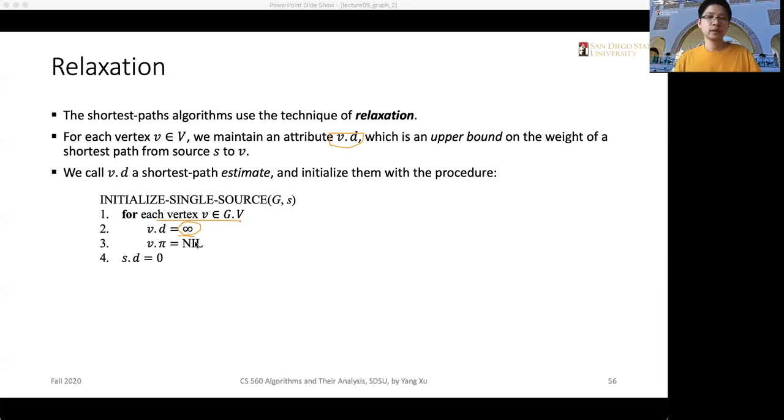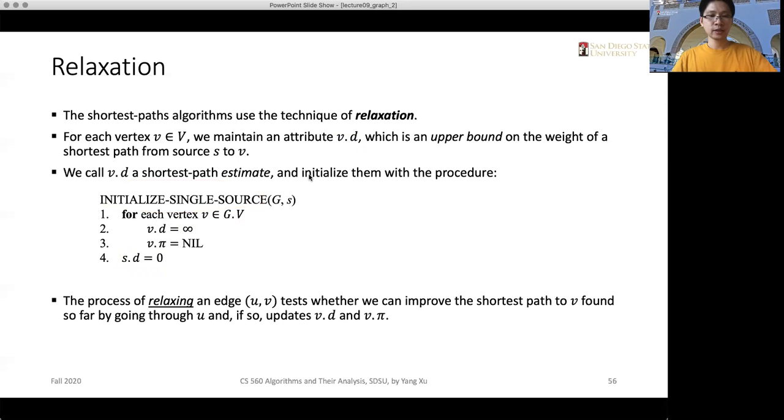Okay, and all the pi are set to nil because no path is found yet. The only exception is the source, because the distance from the source to itself is 0. So we call this the initialize single source procedure. This procedure will be constantly used in Bellman-Ford and Dijkstra. Before we run any single source algorithm, we need to initialize all the D's for all the vertices.